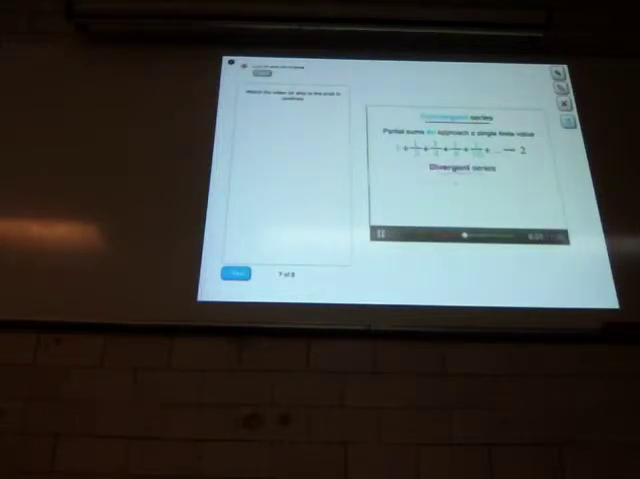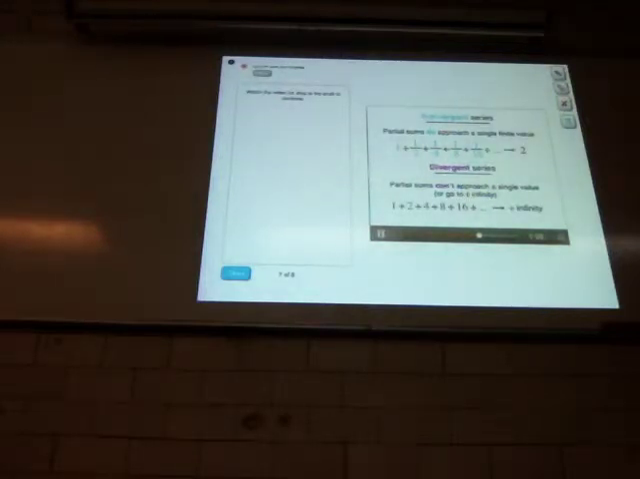Meanwhile, a divergent series is one whose partial sums don't approach a single value, or whose partial sums go off to plus or minus infinity. And the geometric series with r equals 2 is an example of a divergent series. If you keep adding up larger and larger powers of 2, the partial sums go to infinity.